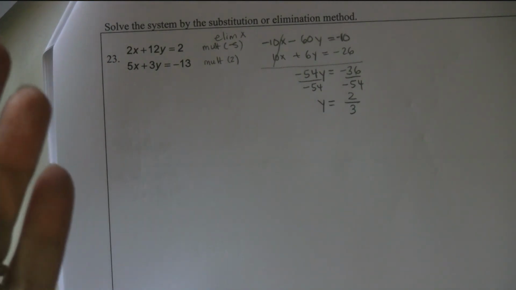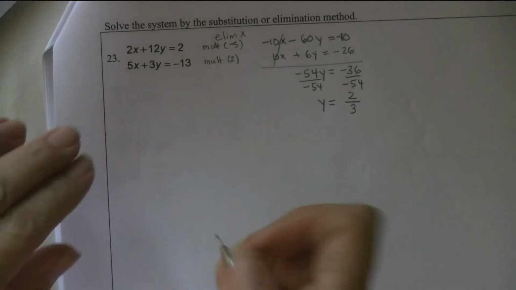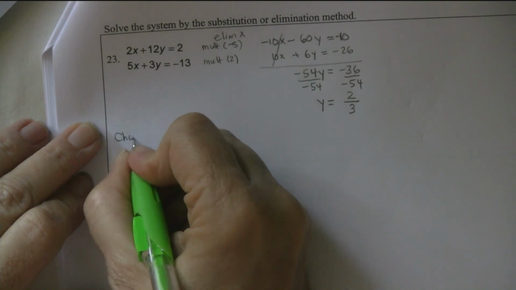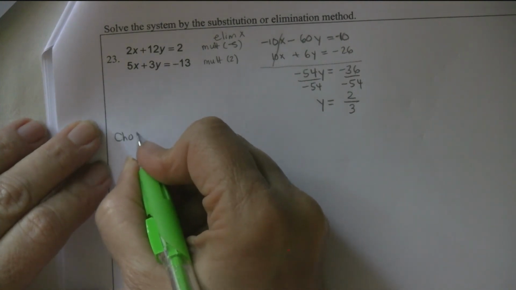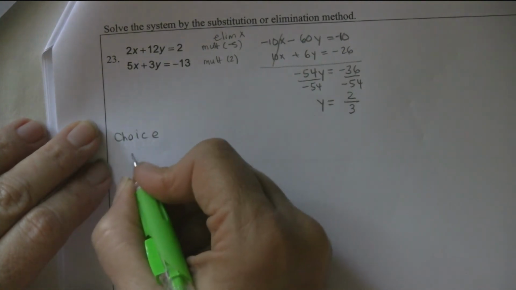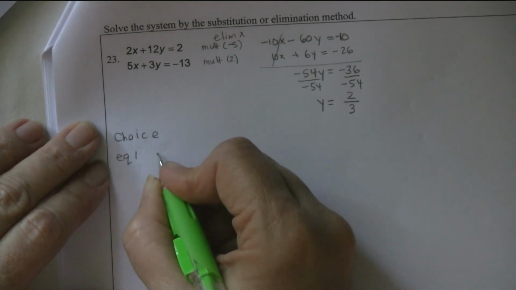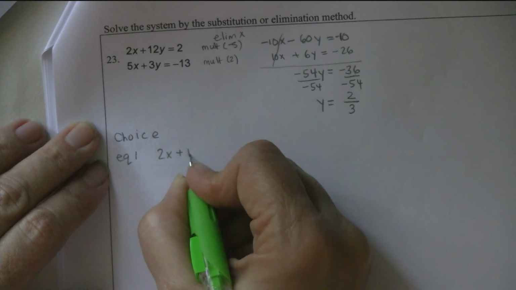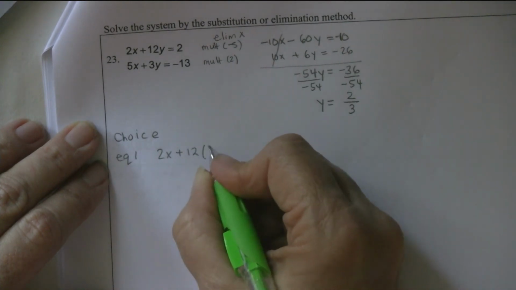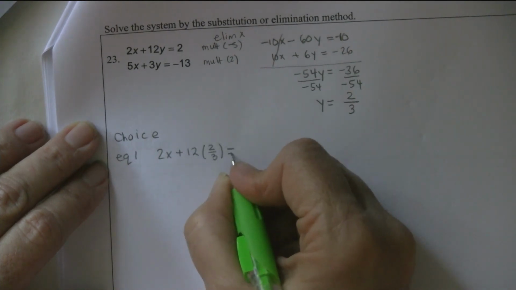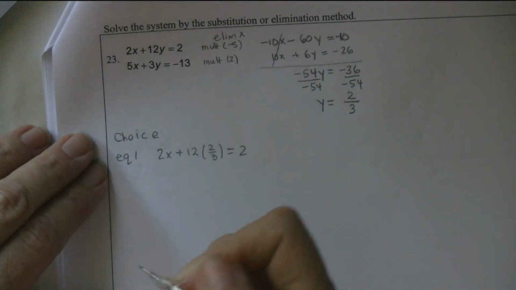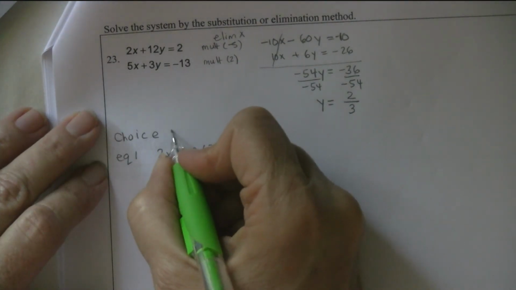So I want to find x. I have choices on how to do it. So this is my choice. Choice 1, if you will, is you just put y into equation 1. So this is 2x plus 12 times y, which is 2/3, equals 2. And this choice is substitution.